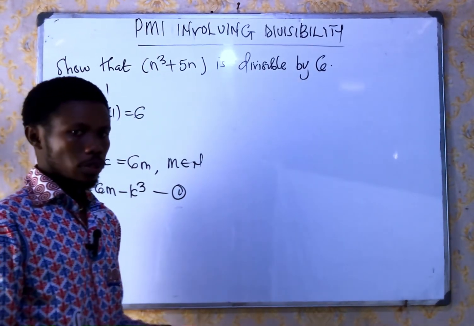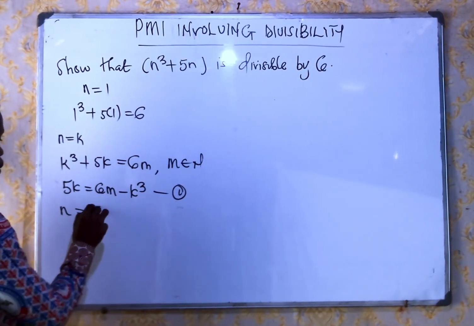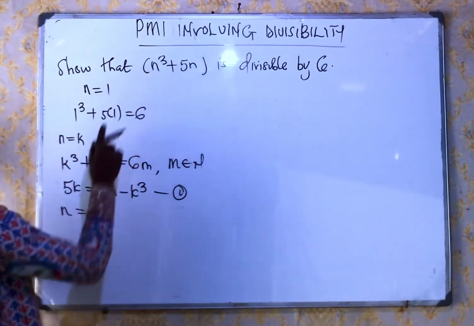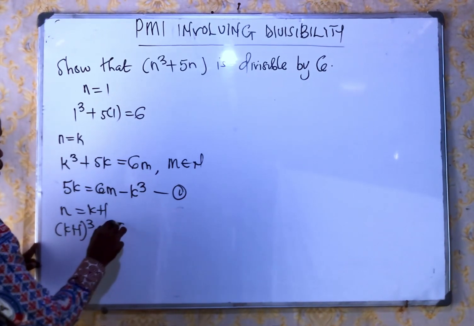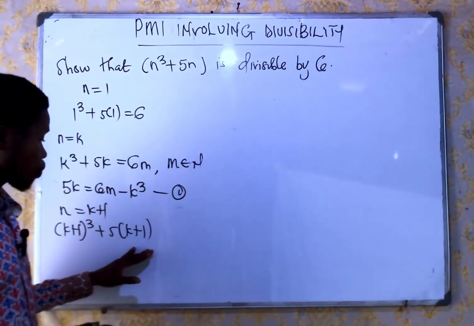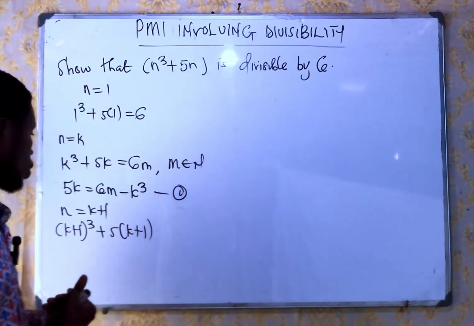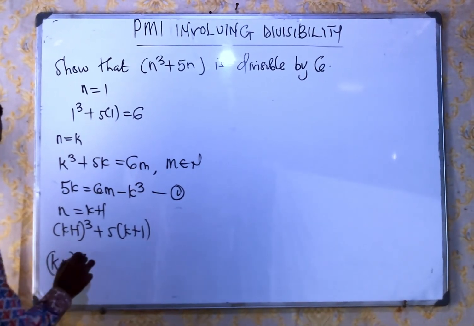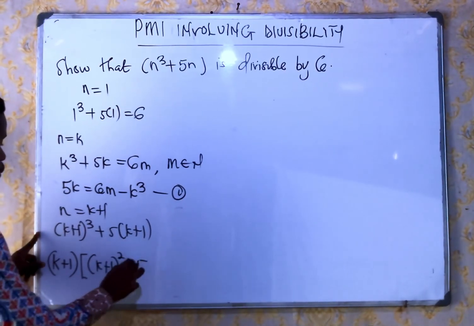And when we have to prove, that's why we say that we should let n be equal to k plus 1. So wherever I see n, I'll put k plus 1. I'll have k plus 1 cubed plus 5 times k plus 1. Is that okay? So this is where I'm going to prove. You realize that here's k plus 1, here's k plus 1. So I can factorize that k plus 1 out. Then I have k plus 1 times k plus 1 squared plus 5.